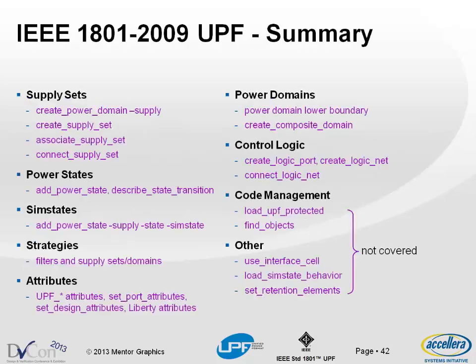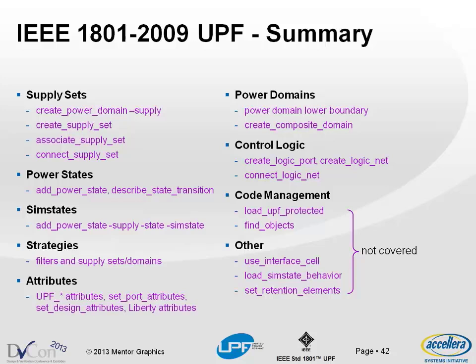Let me just wrap up here. So we've talked about supply sets and the various commands that are used to create them, connect them, etc. We've talked about power states, which now are defined on supply sets on power domains. I didn't talk about describe state transition, by the way. There is a command that allows you to say, of all the power states that have been defined, it's legal to go from this power state to that one, but it's not legal to go from this power state to that one. So that addresses the concern about sequencing.